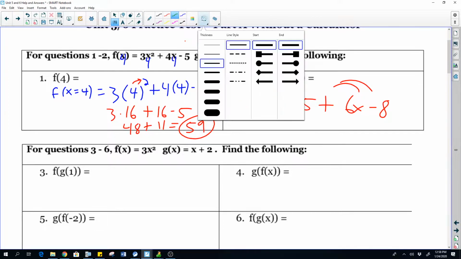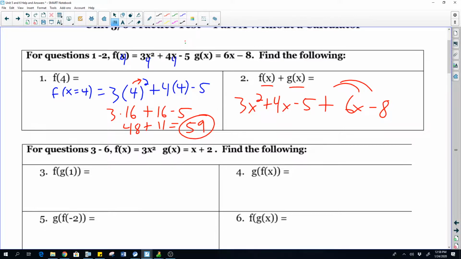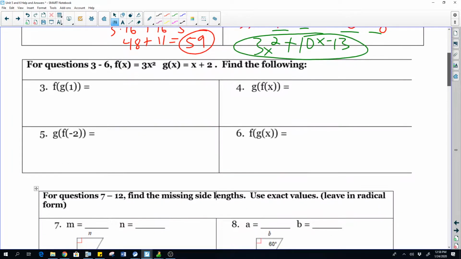So we've got 4x plus 6x is 10x. So bring down 3x squared, nothing to combine there. Plus 10x, and then negative 5 and negative 8 is negative 13. Nailed it. Okay, so there's number 2, not too bad, not too shabby.